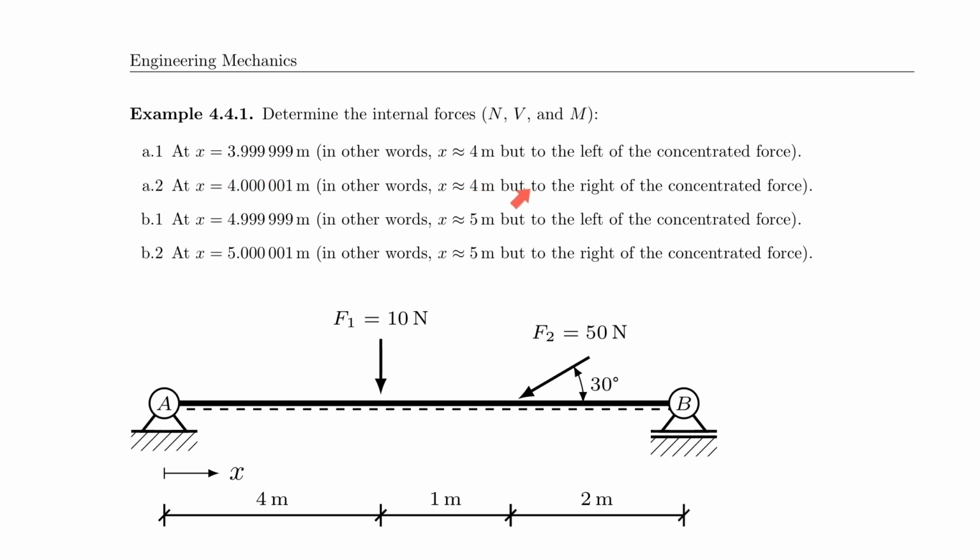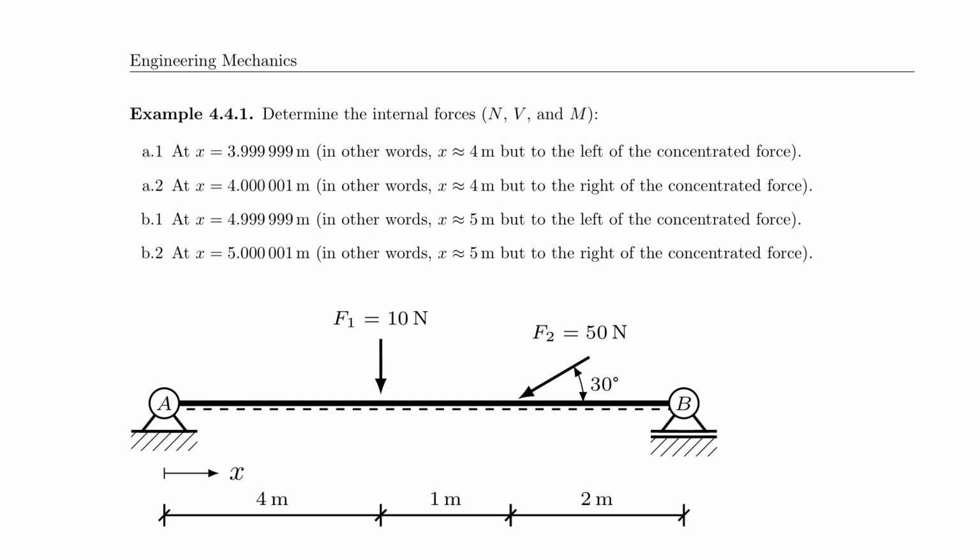An engineer would probably say it more like this. But later on, we will just say at 4 meters. In fact, later on, you will just do it at every instant along the beam, so you will do it in terms of x. But for now, let's just calculate the forces at x equals 4 to the left of the concentrated force, at 4 to the right of the concentrated force, at 5 to the left of the concentrated force, and at 5 to the right of the concentrated force. So let's go ahead and do that.